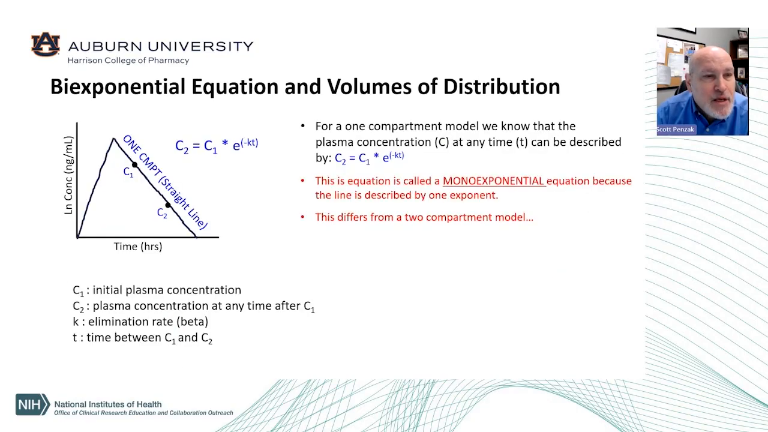Okay? So, exponential equations and volumes of distribution. I hinted at this earlier, right? One compartment model, with the equation being C2 equals C1 times e to the minus kt. What we have here is one exponent. And so a lot of times you'll hear this called a mono-exponential equation, or this graph is mono-exponential. And that's simply because the line is described by one exponent.